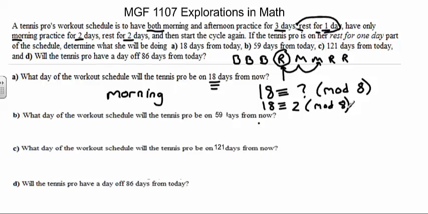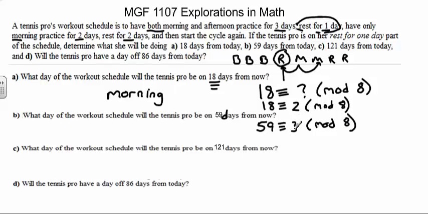Now, for part B and C and D, we do very much the same. So what day of the workout schedule will the tennis pro be on 59 days from now? So we go 59 days from now. Well, that's just the same as how many days from now? Well, what we do is we take 59, we divide it by 8, and we look at the remainder. And I know 7 times 8 is 56, so the remainder would be 3.